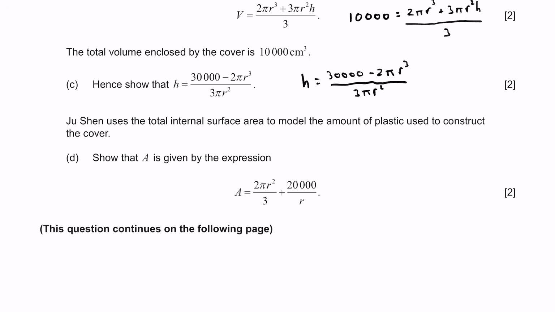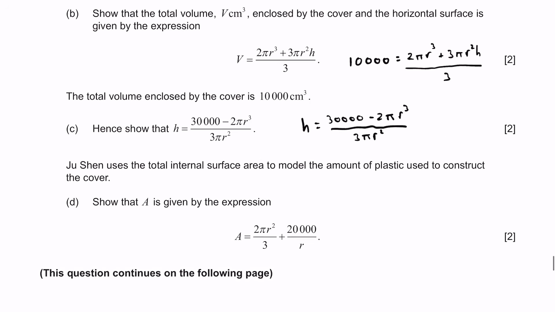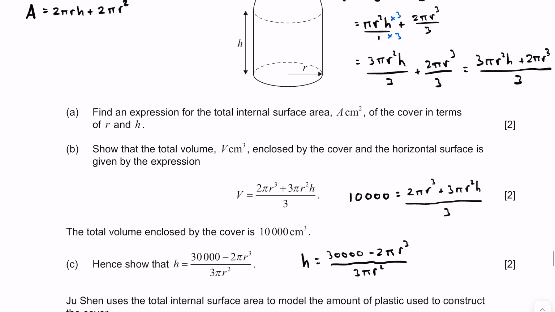Duchenne uses the total internal surface area to model the amount of plastic used to construct the cover. Show that A is given by the expression A is equal to 2 pi r squared over 3 plus 20,000 over r. So what does A refer to again? They're telling us it refers to the total internal surface area, and that's what we found out here as well. A is the total internal surface area.